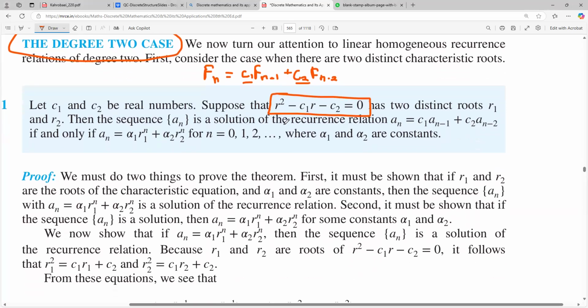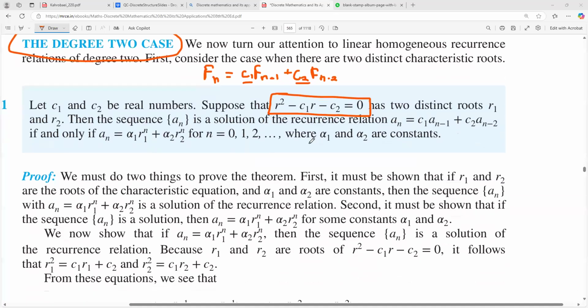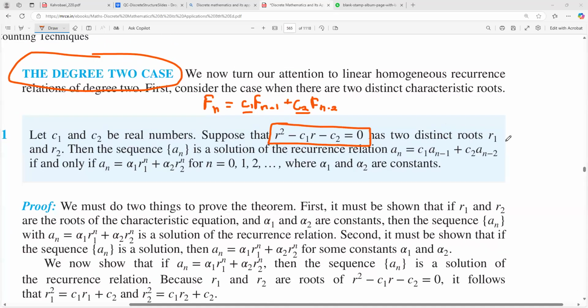Right? And the whole idea is we then solve this characteristic equation for 0. And there's two cases. The first case is if we get two distinct roots. So how do you solve for it being equal to 0? Easy. You either factor it out or use the quadratic formula. Then you get R1, R2.